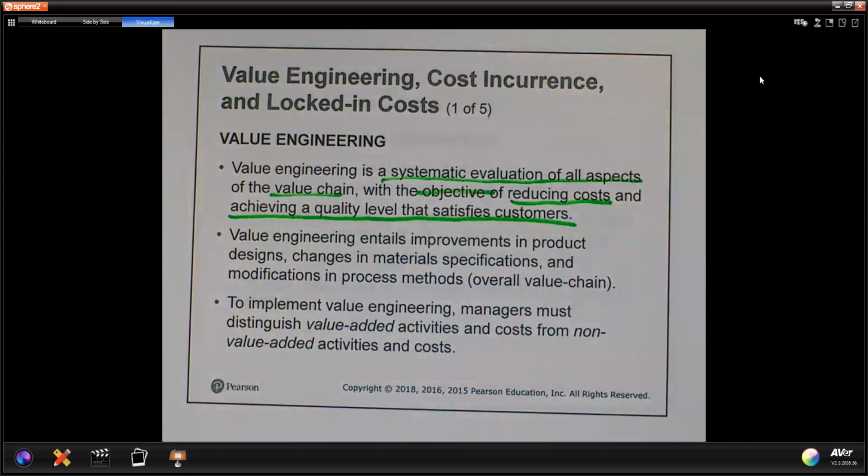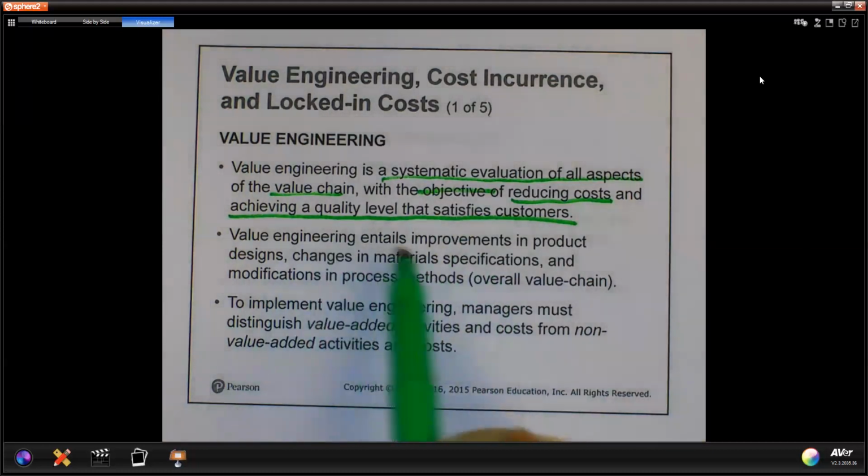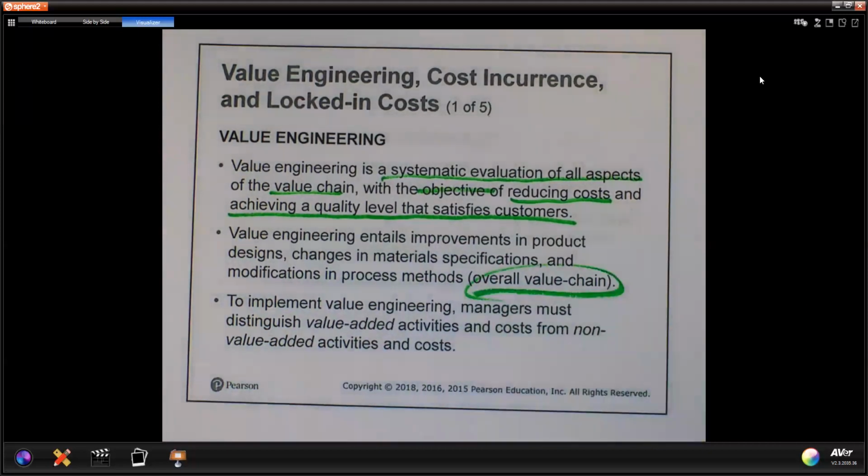So you can imagine you redo all the parts along the value chain, from R&D to customer service. We try to reduce the cost for all of the parts, and we still want to keep good quality. We cannot say, just make it low quality. That's not right. Lower cost, but still keep the same quality. Value engineering entails improvement in product design across the whole value chain. It's not just one part, it's everybody working together.